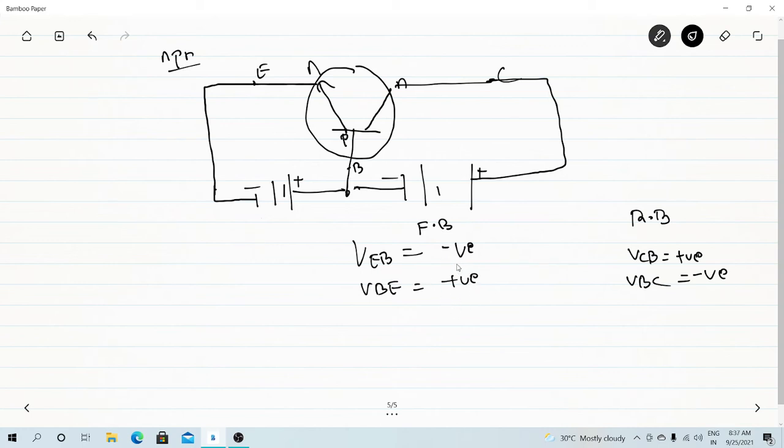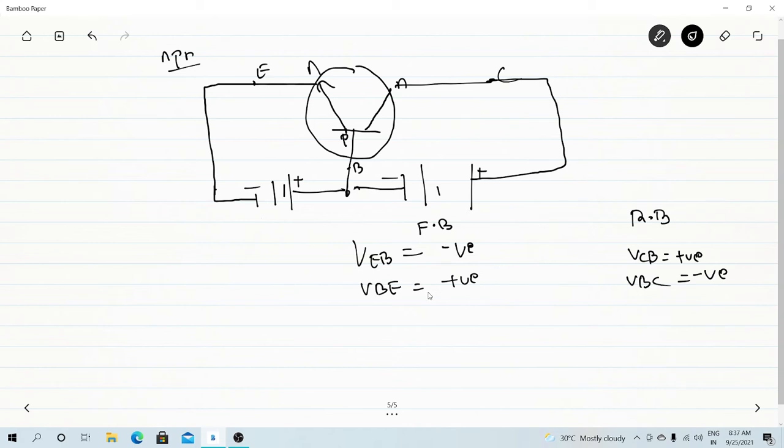VCB was positive. When you take VBC, it becomes negative. When we are changing the polarity, just a negative is introduced: positive becomes negative, negative becomes positive. So these are the things that we should keep in mind.